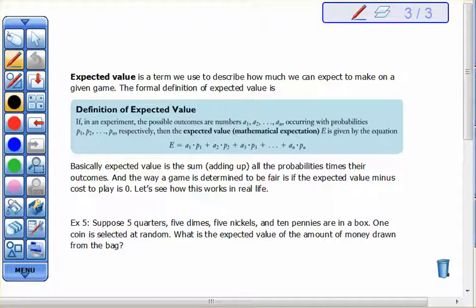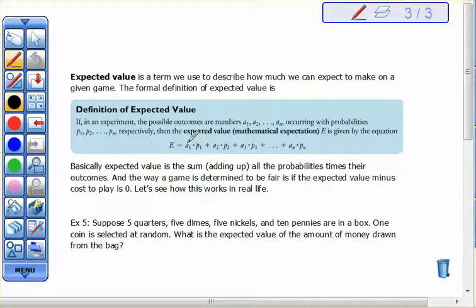All right, for the rest of this section, let's talk about what we call expected value. Expected value is a term that we use to describe how much we can expect to make on a given game. We have this formal definition of expected value here that says if in an experiment the possible outcomes are A1, A2, A3, and so on, occurring with probabilities P1, P2, and so on, respectively, then the expected value E is given by this equation.